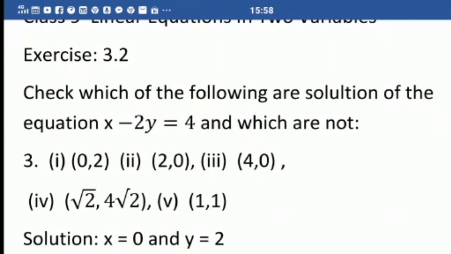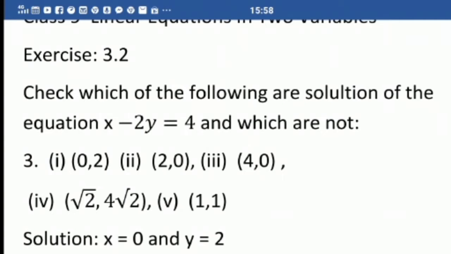First is (0, 2). Second one is (2, 0). Third one is (4, 0). Fourth one is (root 2, 4 root 2). Fifth one is (1, 1).